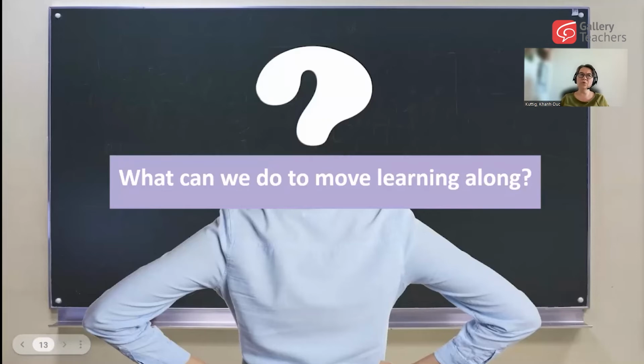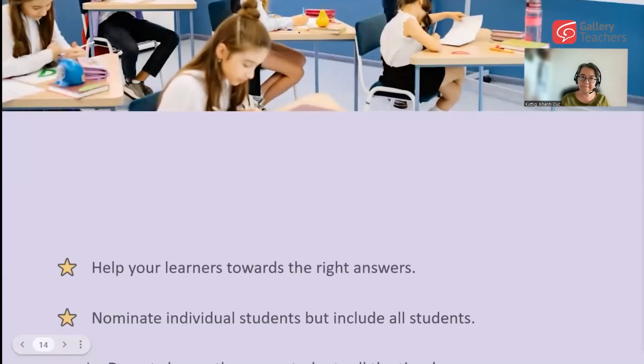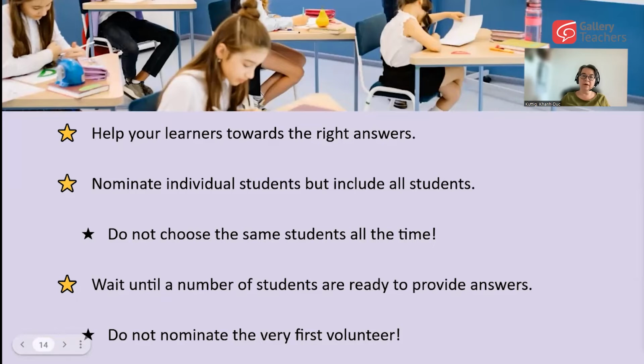So how can we move this learning along? Okay, so I mentioned in the previous slide that learning is still happening. And what we want to do is move learning along, and we can do this through our questions. We need to move our learners towards learning. So use check questions. Those closed questions that I mentioned earlier that take them step by step to discovery. Check questions or concept questions.